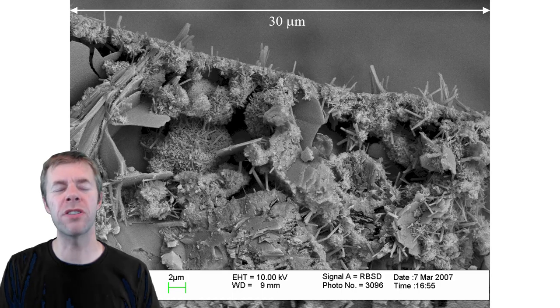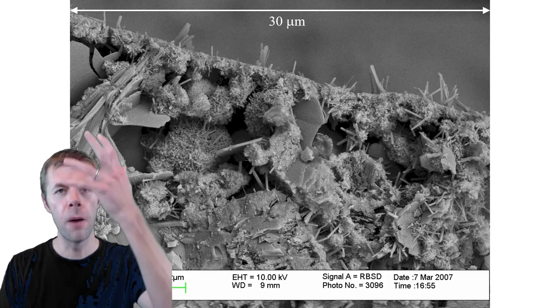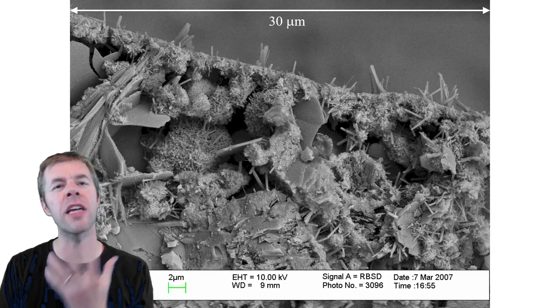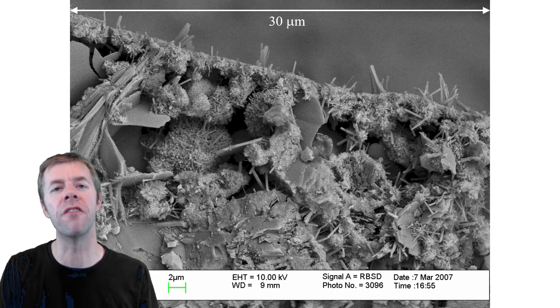This is kind of like a cliff. This is a fractured surface, so it's been broken all the way through. And imagine looking at the edge of a cliff that's been broken off. That's what we're looking at inside of our cement paste.